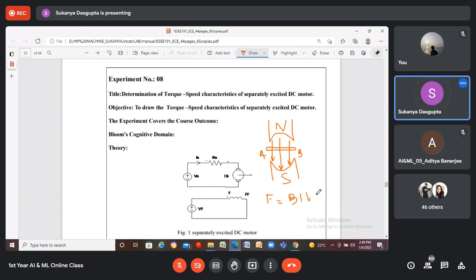So many parameters are dependent on the speed and torque. And by controlling the speed, actually you are controlling the armature voltage of the motor.